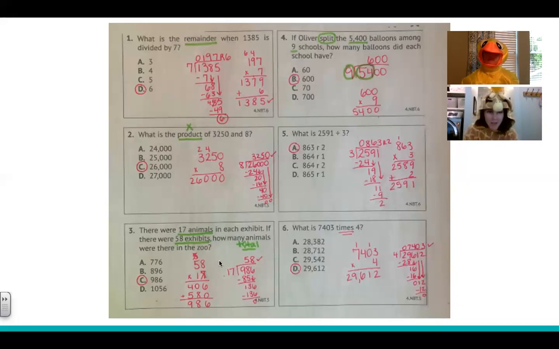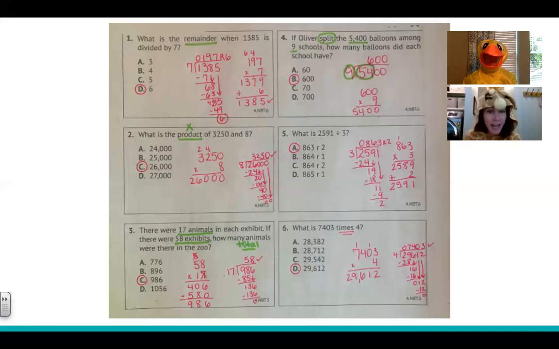Love it. All right. And then number 3, animals. Ooh, we're dressed as animals for this one. Yay! So 17 animals in each exhibit. Again, that was kind of tricking us, but I know when I see the word each, you are multiplying.